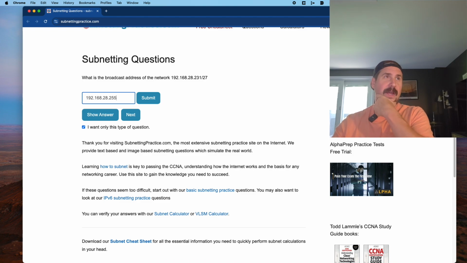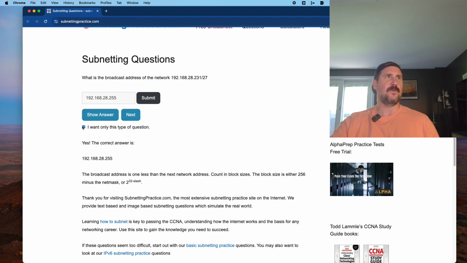Because we're working in the fourth octet, we're going up in groups of 32, and the very end is 255, which encompasses the block of 32 that 231 is in. Let's see if that's correct. And that's correct. All right, so I feel pretty good about those. Let's do one more.